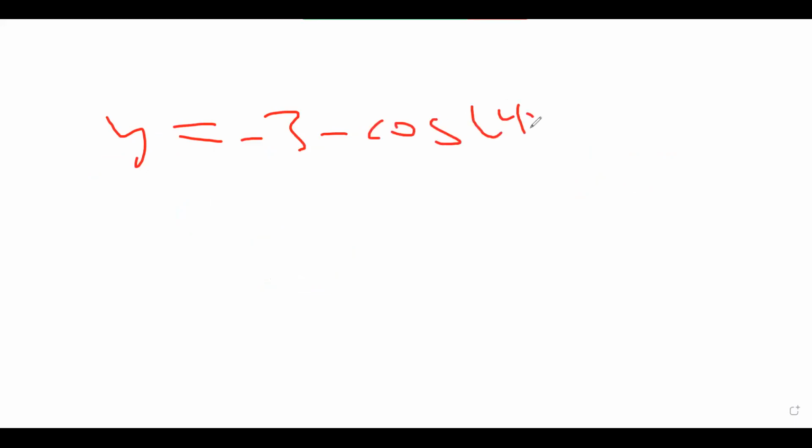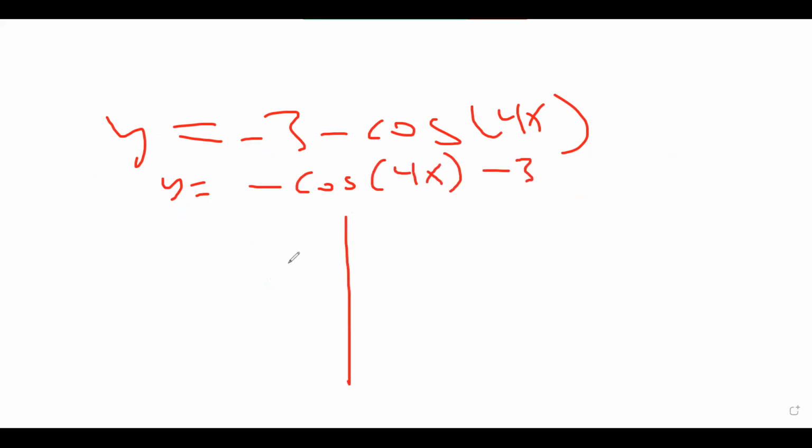My short-term memory is terrible. Did I get that right? Okay, good. All right. Okay, so I'd actually just rewrite like this just for now. I always like to put the cosine first. Okay, so we'll do our graph like this. And I'm kind of adjusting it because I know I'm going to be going below the x-axis and I'm going to be shifting 3 down. So my k is definitely negative 3.